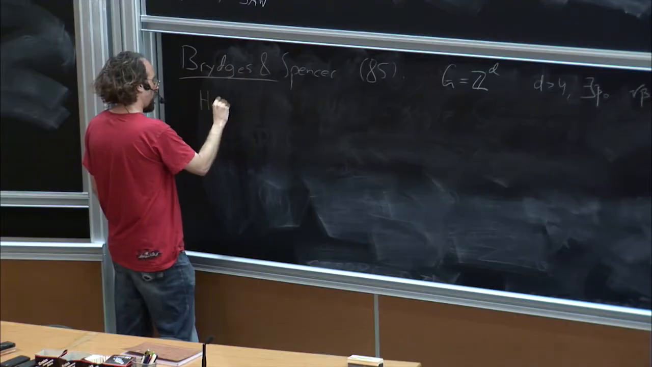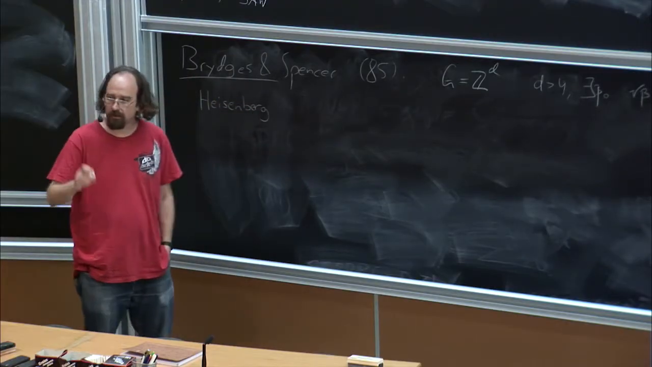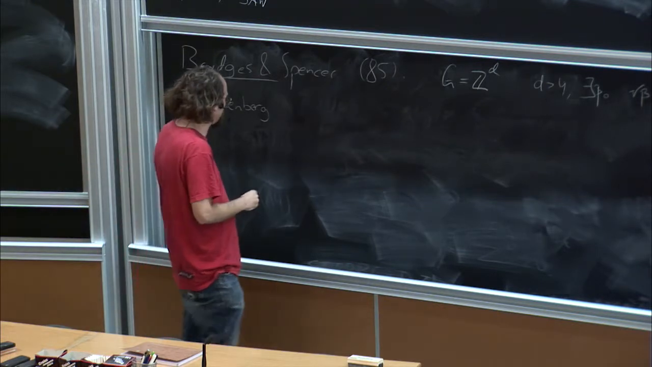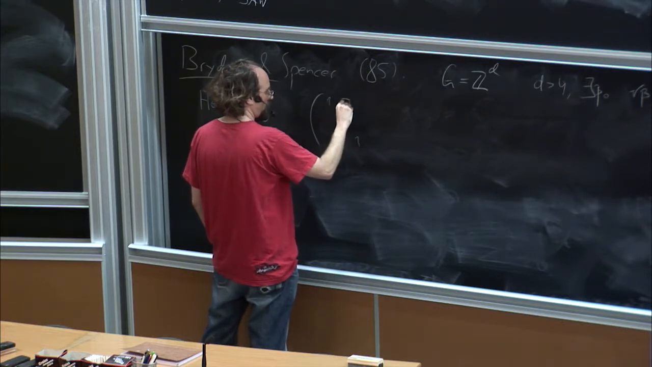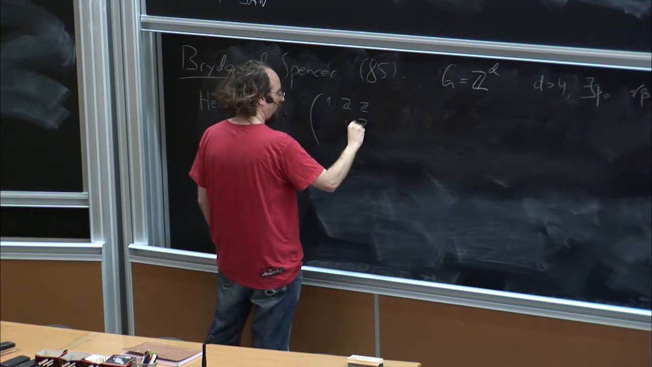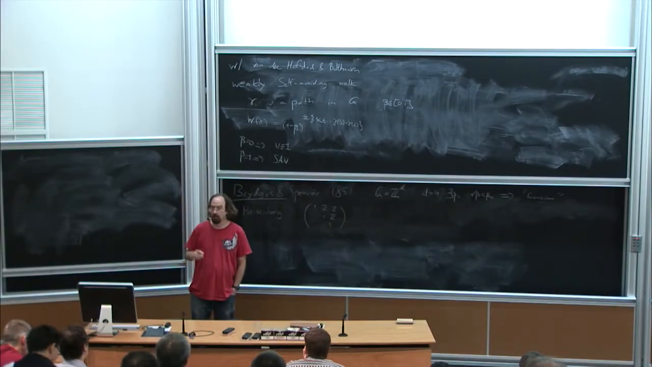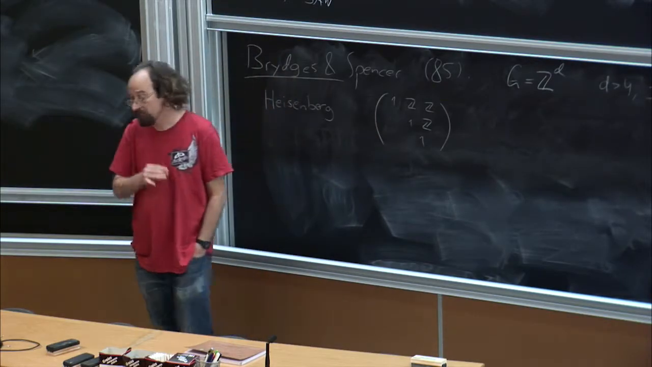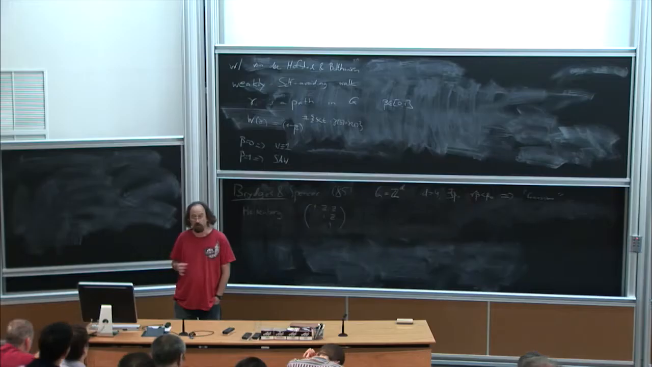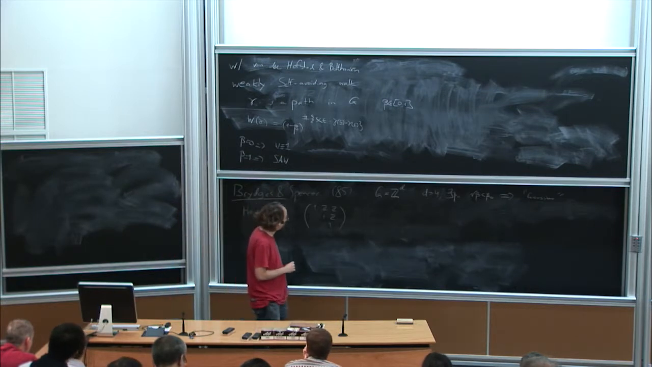Now, the Heisenberg group will not work, but it's good to keep in mind. So what's the Heisenberg group? The Heisenberg group is just a group of matrices where you put integer entries above the diagonal, one on the diagonal, and zero below the diagonal. This gives you a group. It's very easy to see that the products and inverses are still of this form.